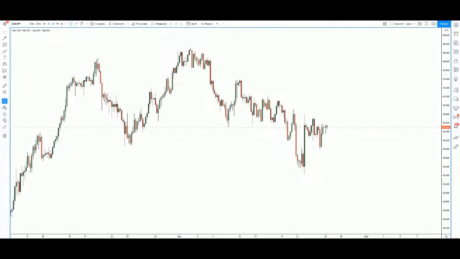Hi everyone, welcome to today's trade of the day, and for today's trade of the day we will be looking at CAD yen. Alright, so CAD yen has a very nice configuration on the 4 hours.